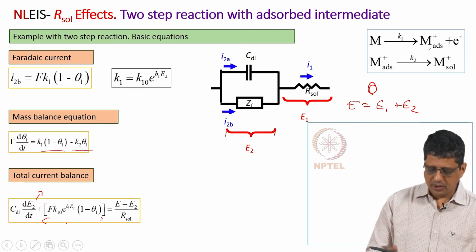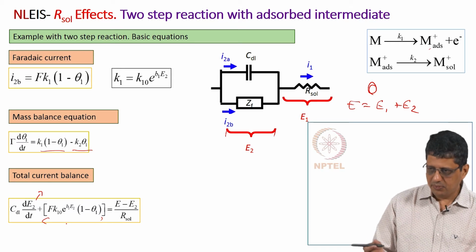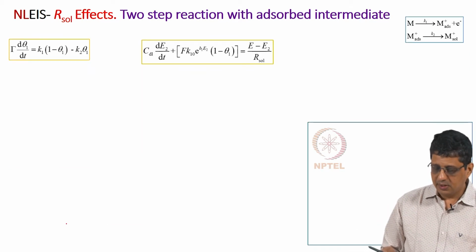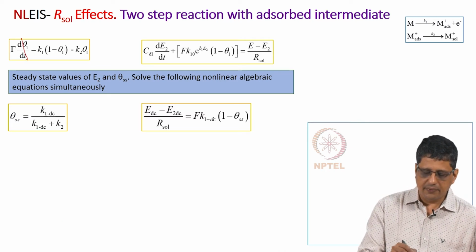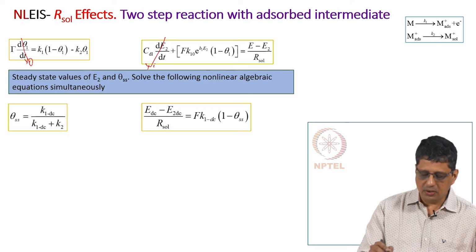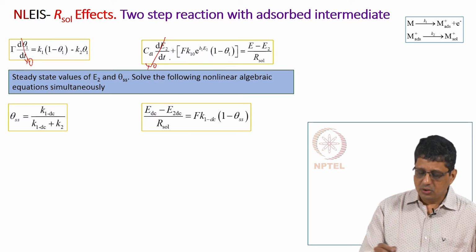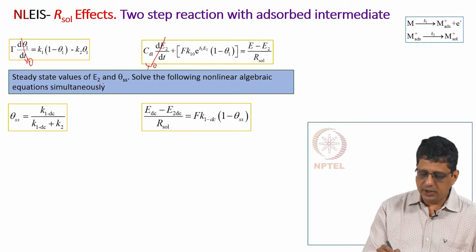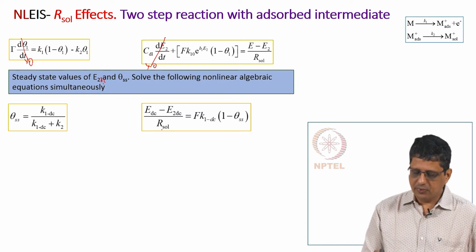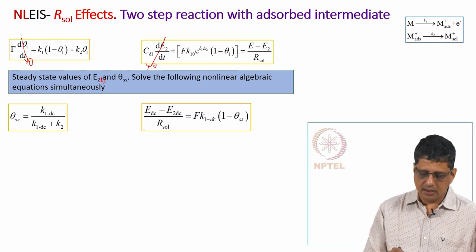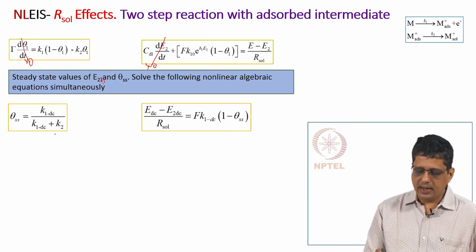Now, you can write the DC expression for this, solve it, get the steady state value. In order to get the steady state value, we say this goes to 0, this goes to 0. You have two equations. Here k 1 depends on E 2 DC. So, we have two equations, two unknowns. We do not know E 2 DC and we do not know steady state value of theta. These are two algebraic, nonlinear equations, but you can solve them and then get the values of E 2 DC and theta SS.